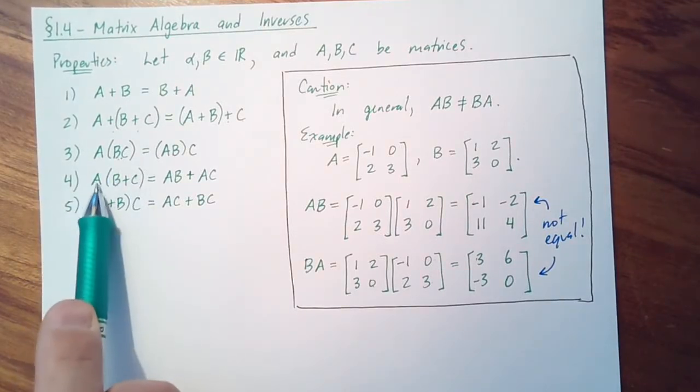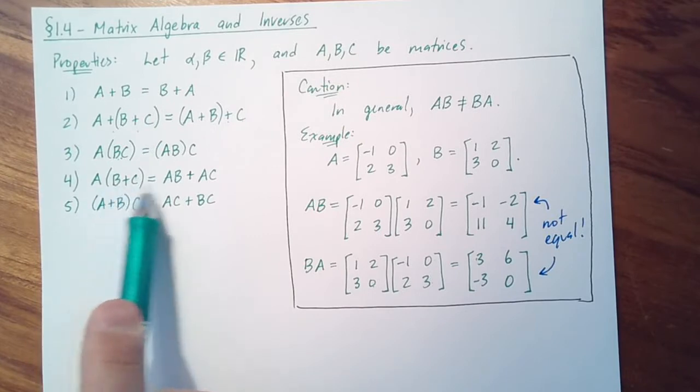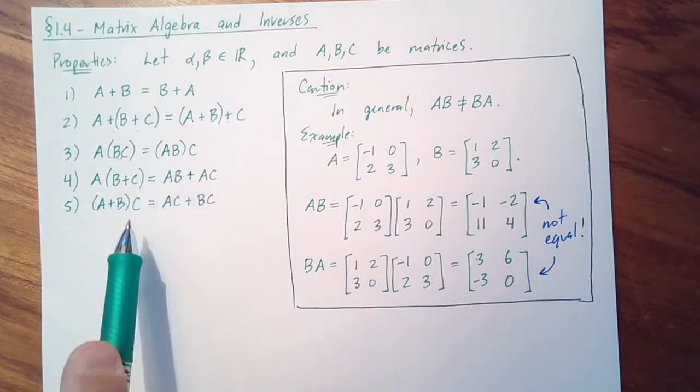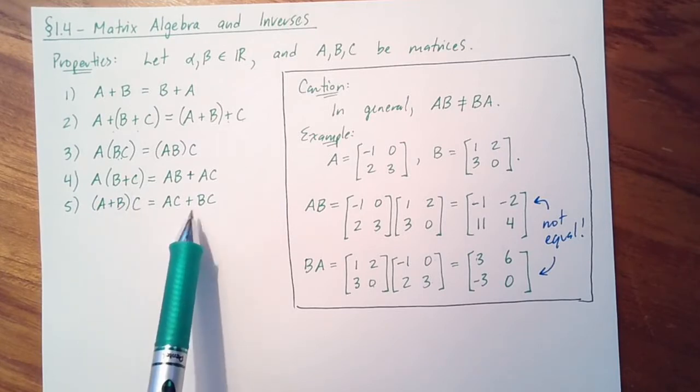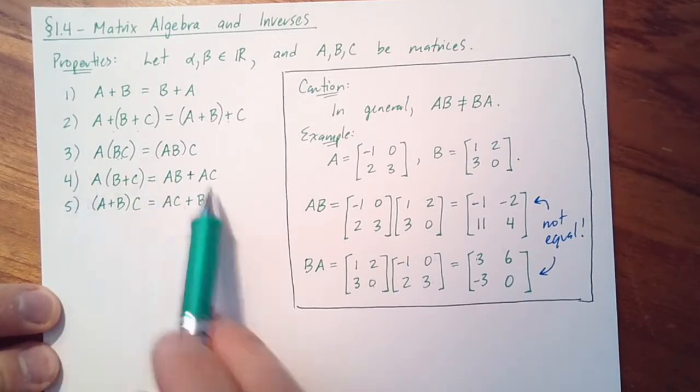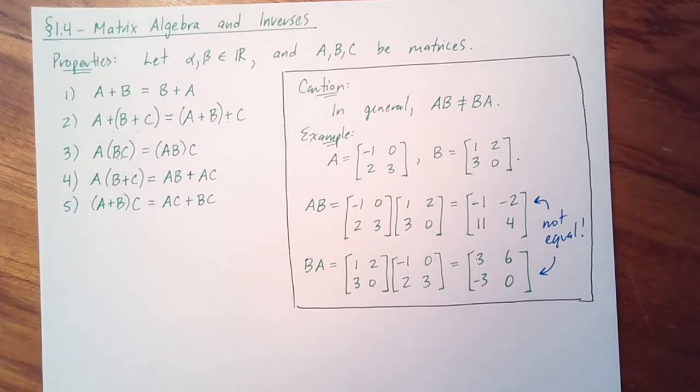Think of the A as being distributed into this sum, and each of those two terms gets multiplied by A. Same with this one. It's just getting distributed from the right instead of from the left. There are rules like this for the real number system, and that's really where FOIL comes from, if you remember how to FOIL out polynomials.